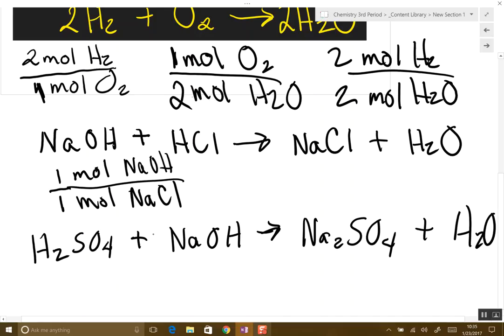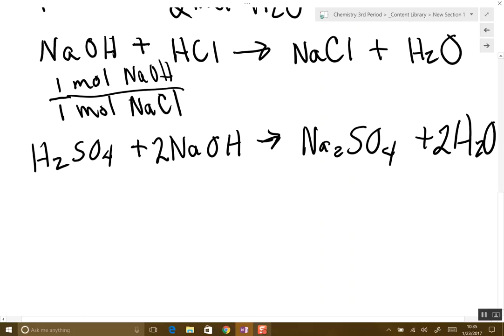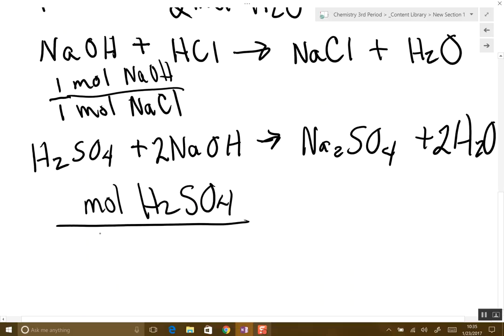So, what is the ratio between sulfuric acid, H2SO4, and water? 1 to 2. Now, there's another meaning behind this ratio. It means I need one part sulfuric acid, and I need two parts sodium hydroxide. From that, I will make one part sodium sulfate and two parts water. All right? It's like a recipe.